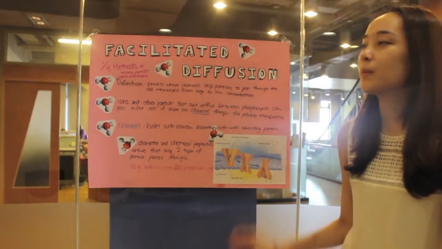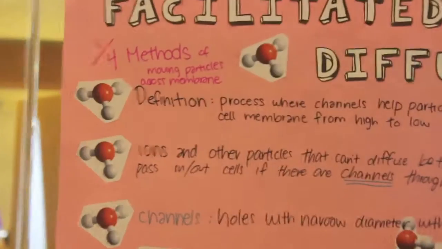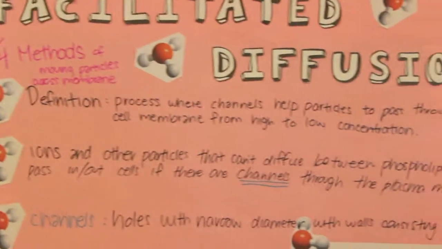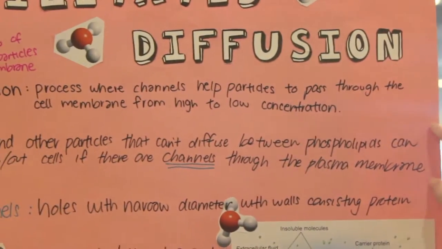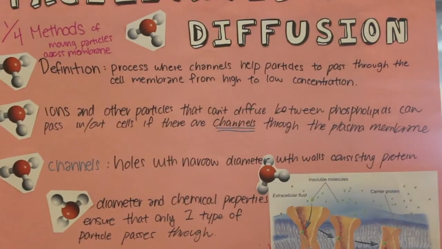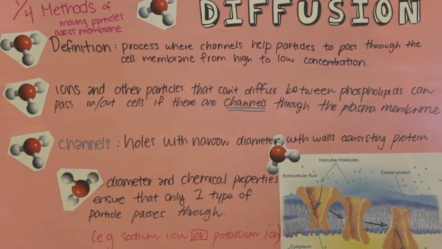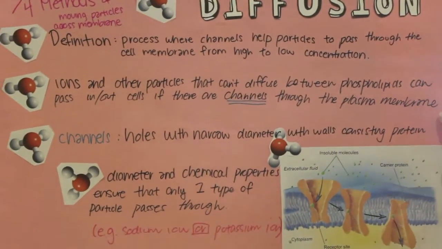Facilitated diffusion. So basically it is one of the four methods of moving particles across the membrane. And the direct definition is the process where channels help particles to pass through the cell membrane from high to low concentration. And ions and other particles that cannot diffuse between phospholipids can pass within or out of the cell if there are channels through the plasma membrane.